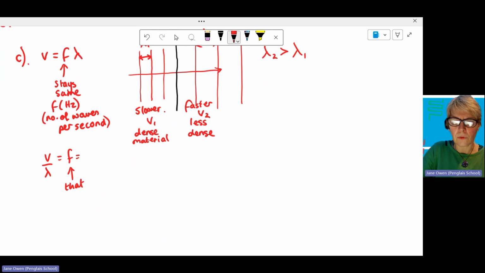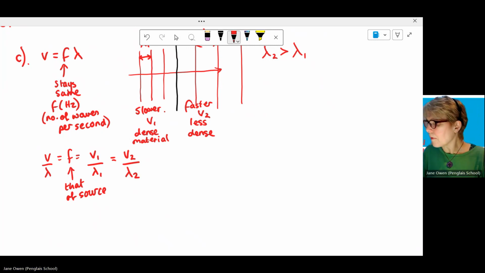That of the source. And what we have is that f equals v1 over lambda 1, in the slower one, equals v2 over lambda 2 in the faster one.